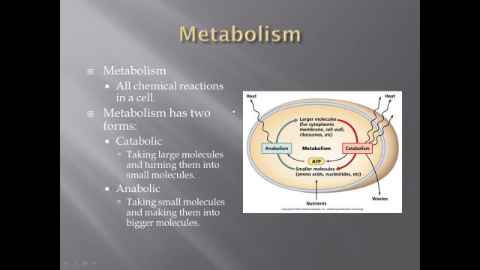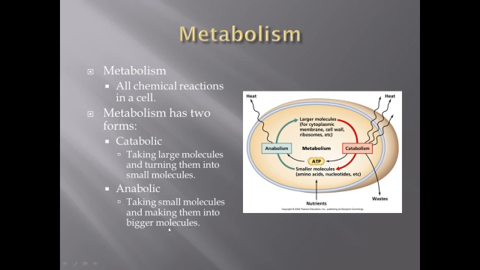An anabolic reaction is essentially the opposite. It's taking small molecules and making them into bigger molecules. This is what photosynthesis does: it takes carbon dioxide and water, and it turns it into glucose, which is sugar. So essentially, you think about this as breaking down molecules to give you energy, and this right here is building molecules up to give you energy.